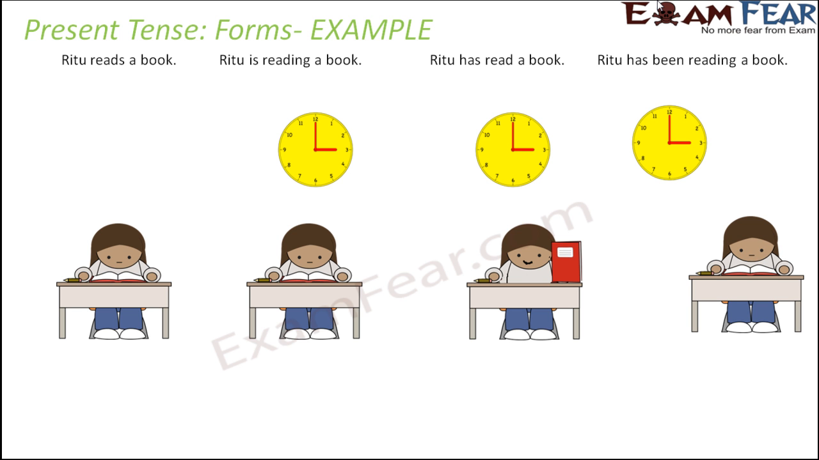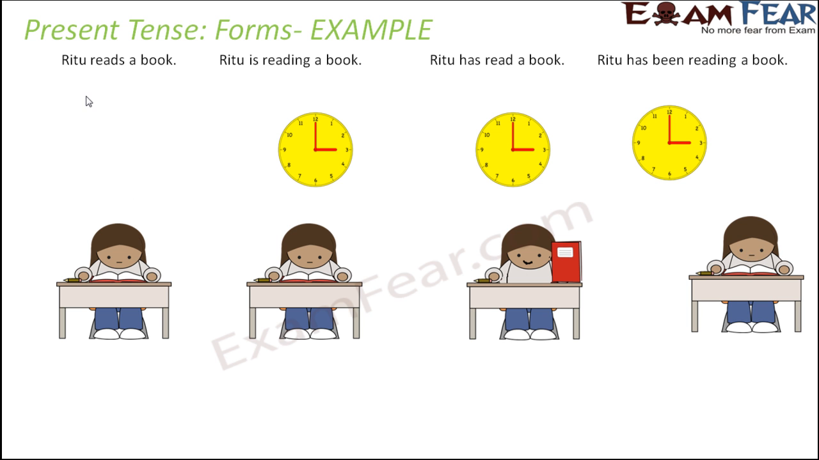Now, would you like to try out the past tense? Because the past tense also has these 4 forms. That is simple past, past continuous, past perfect, and past perfect continuous. So we will have exactly the same 4 forms of past tense also. So let us try to frame the same sentences in past tense.